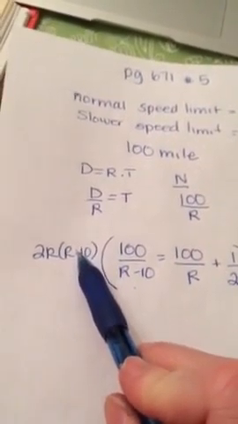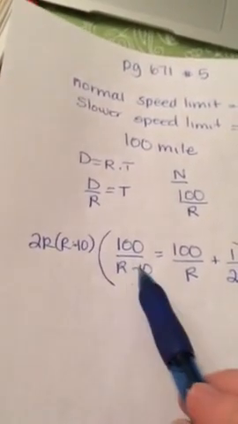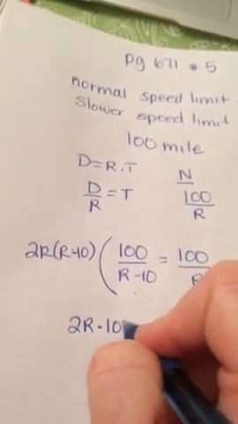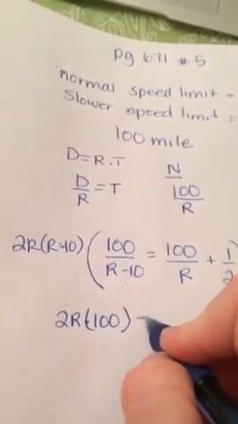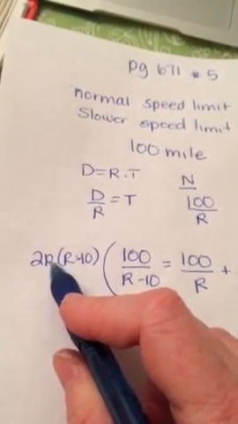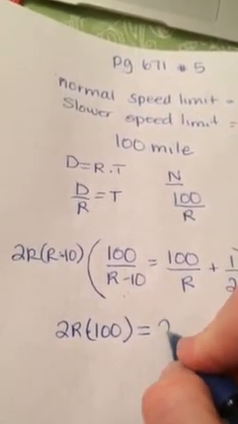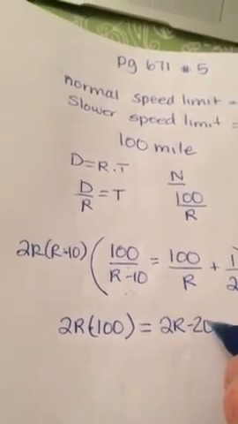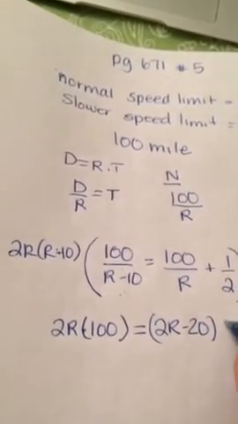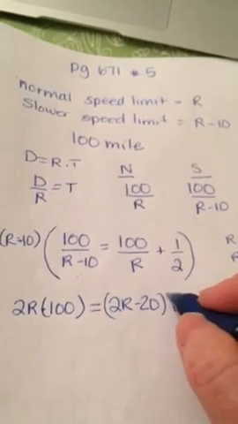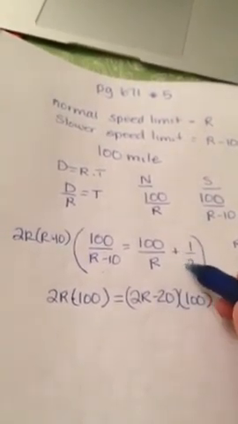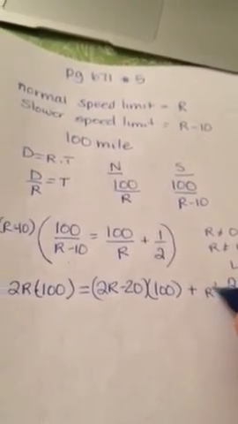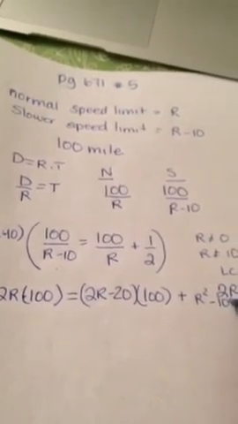All right, so if I multiply R minus 10 to the first term, the R minus 10s are going to cancel. I'm going to get 2R times 100, and I'm going to put that 100 in parentheses. Equals. The R's will cancel, so I'm going to get 2R minus 20 because I distributed, times 100. Plus, the 2's are going to cancel, so I would get R squared minus 10R.